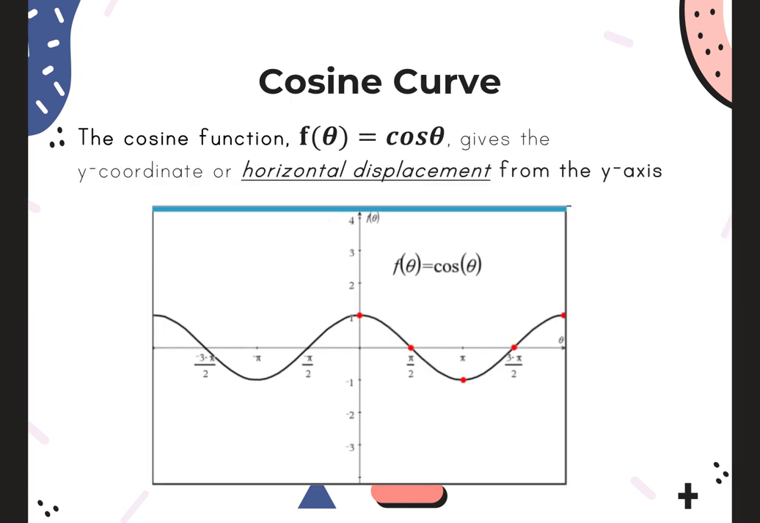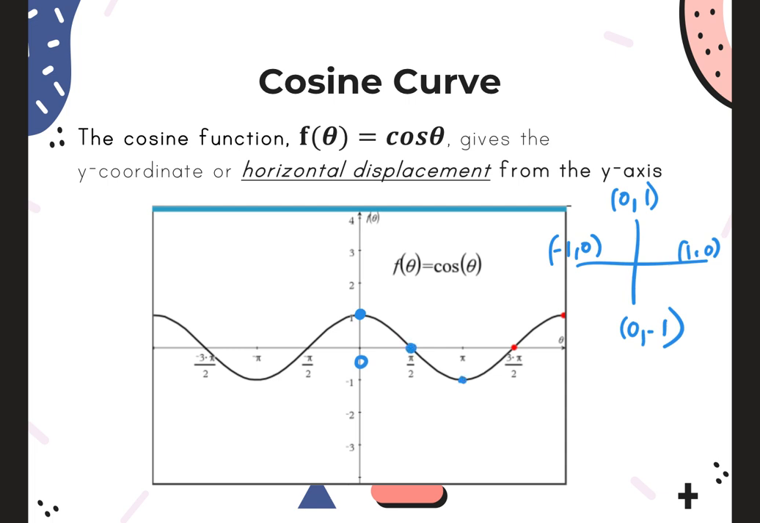The cosine curve relates to now the x-coordinates on those same angles. So if I went around my circle, and this is 1, 0, and this is 0, 1, and this is negative 1, 0, and this is 0, negative 1, and I put the angles on the x-axis, at 0, my cosine, which is the x, is 1. At pi over 2, it's 0.